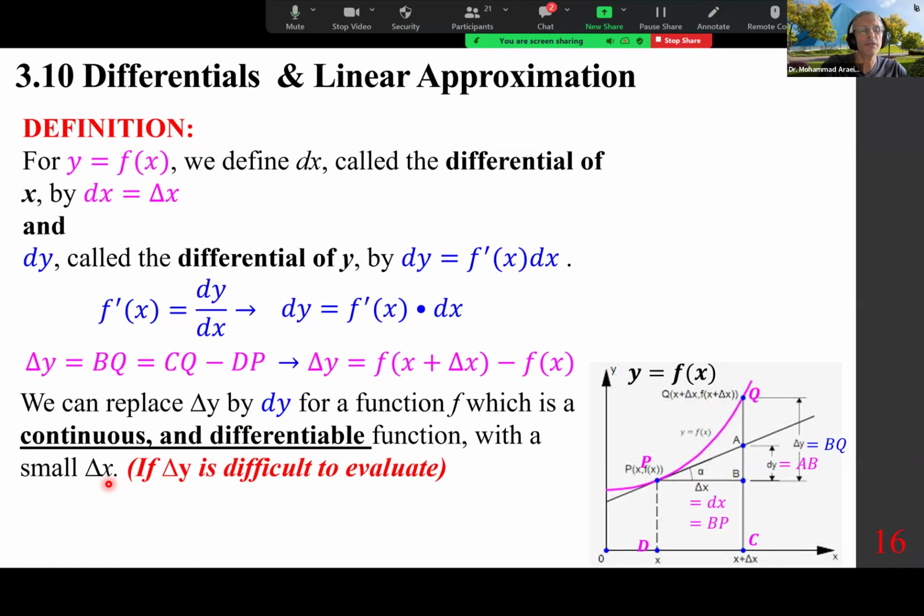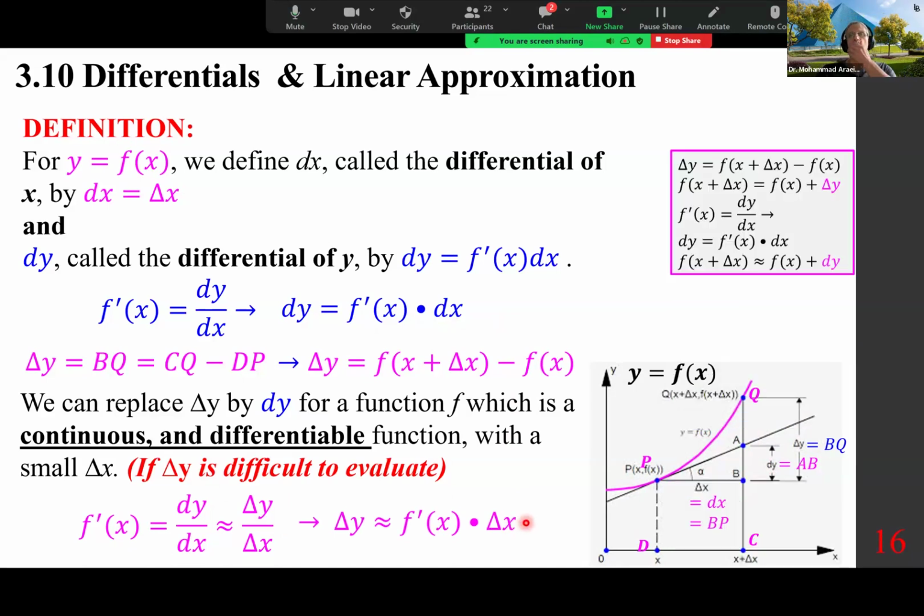Why would we do that? If delta y is difficult to evaluate, dy, this distance, can approximate delta y, this distance. This illustration has been blown out of proportion so you can distinguish between delta y and dy. But these two values must be very close because we are looking at a small delta x, or dx. The smaller the two, the closer these two values. Therefore, f prime of x, which is dy dx, can be approximated by delta y over delta x, and delta y would be the product of f prime of x and delta x, or dx.